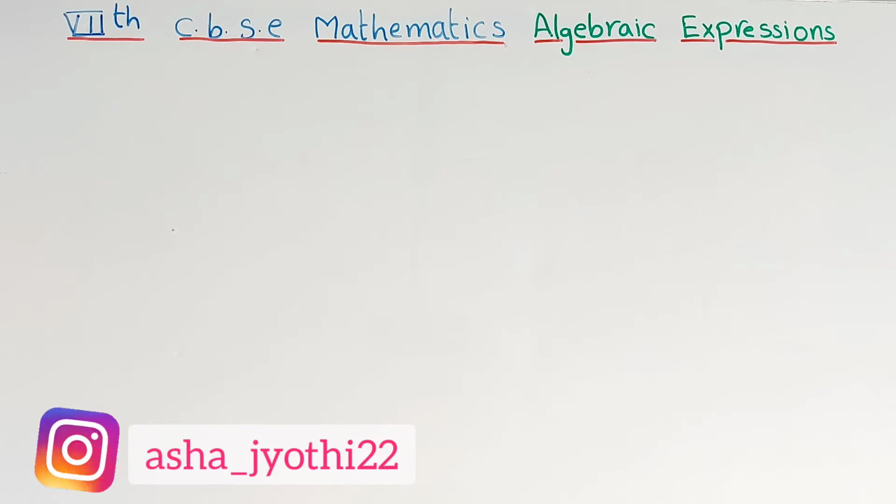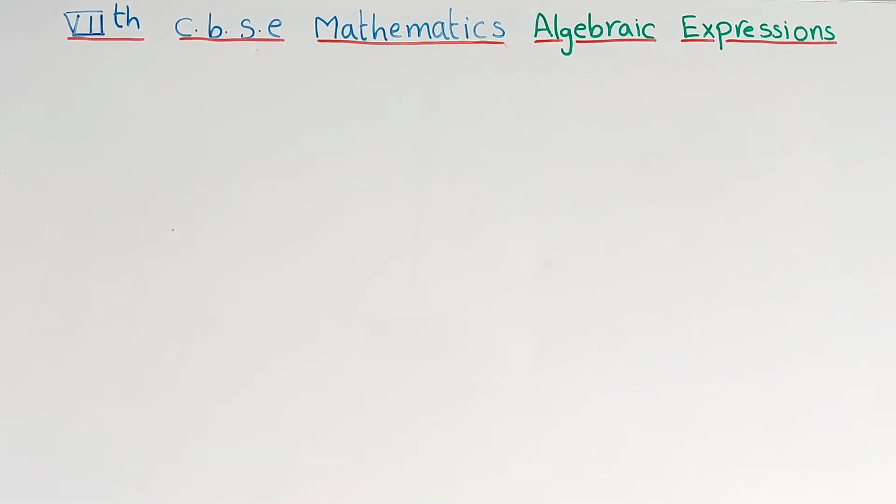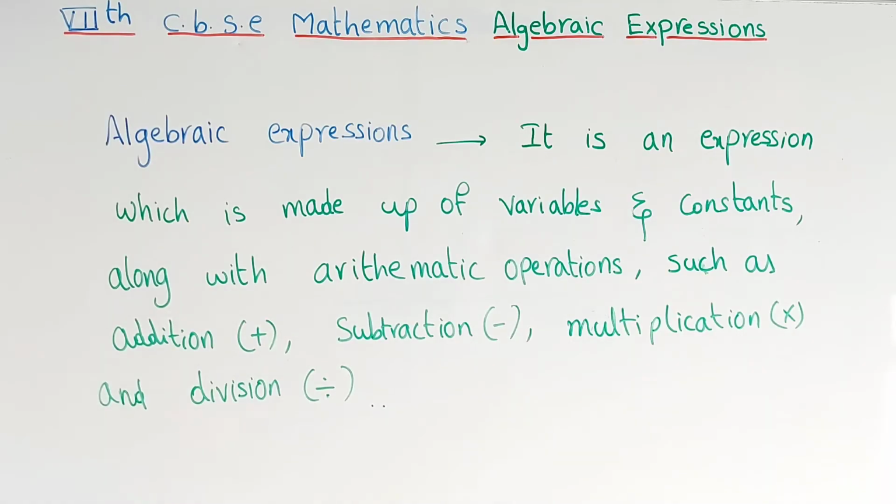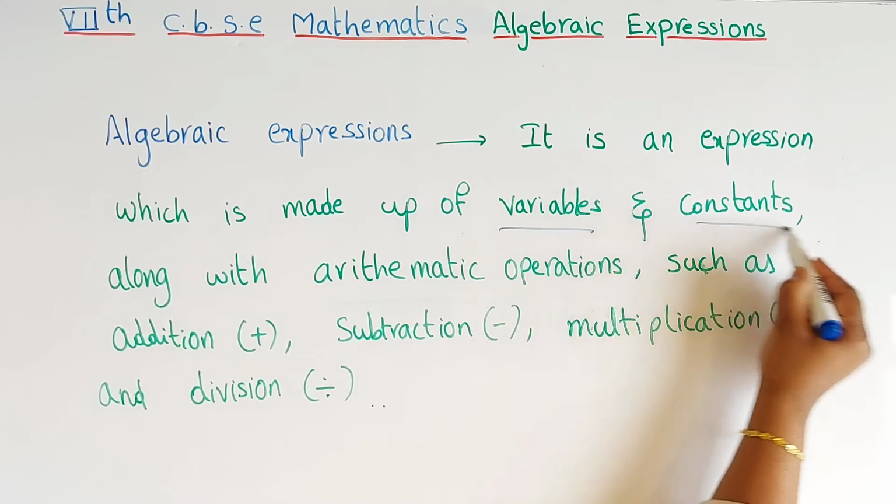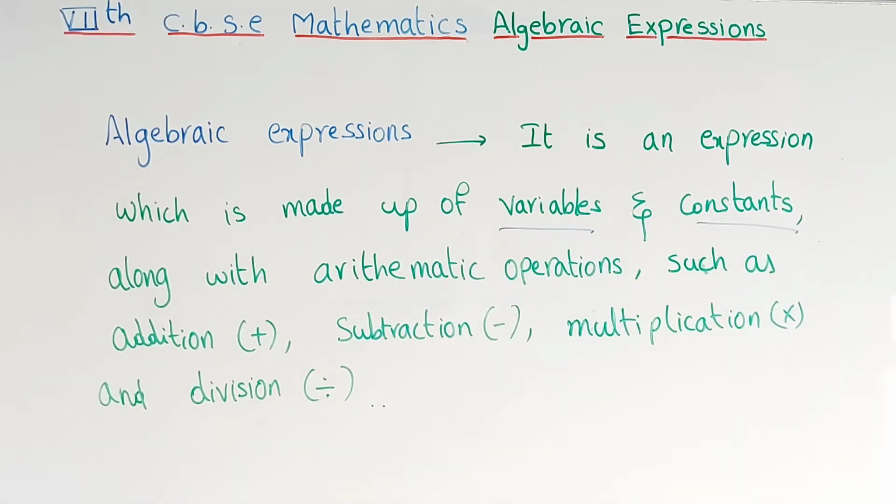In this session we are learning a new chapter, chapter 12, Algebraic Expressions. It is an expression which is made up of variables and constants along with arithmetic operations such as plus, minus, multiplication and division, and so on, children. What are the variables and constants here?